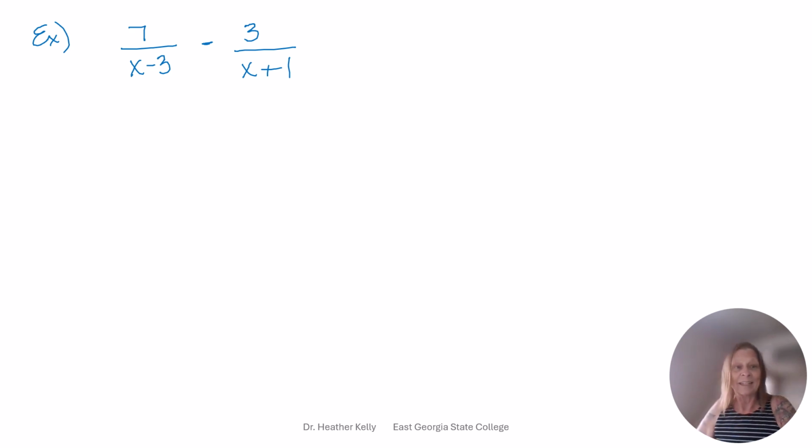Anyway, okay, so first things first, we have to have a common denominator. It does not have to be the least common denominator. It just has to be a common denominator. So I always employ this trick. We're going to multiply both pieces by what we need to make a common denominator.